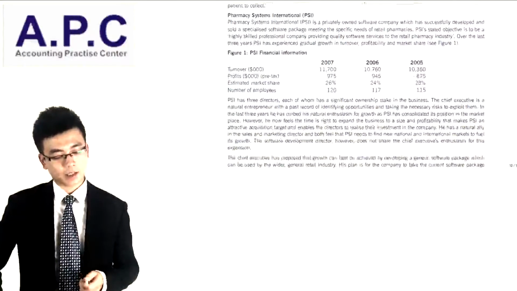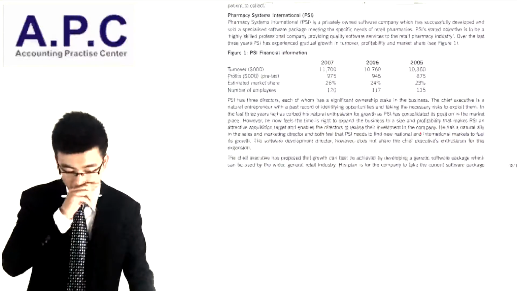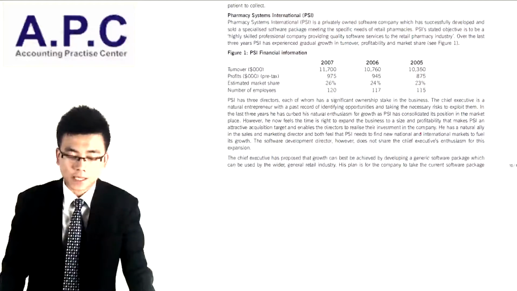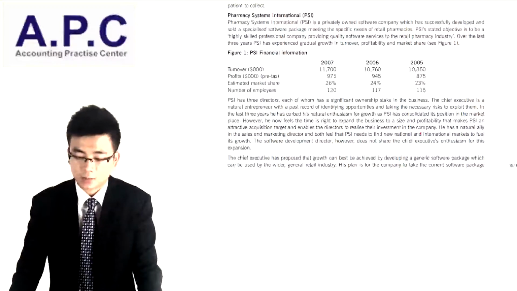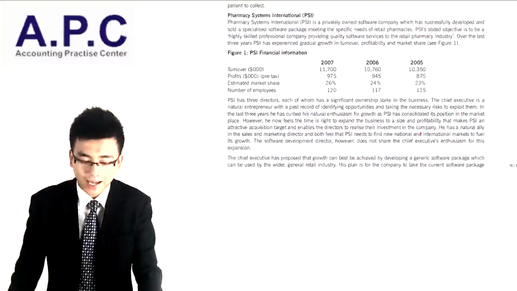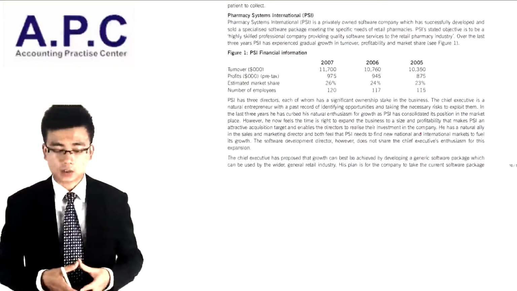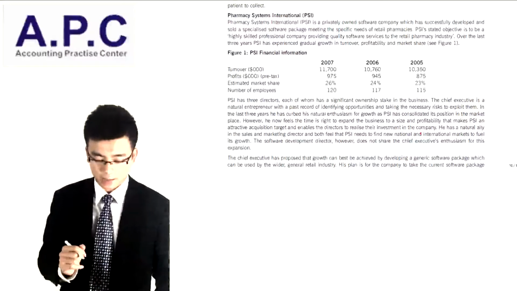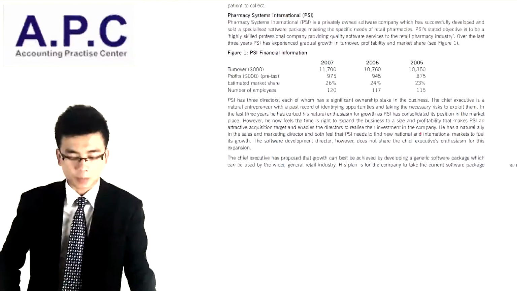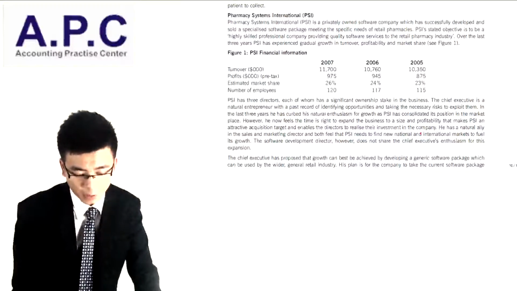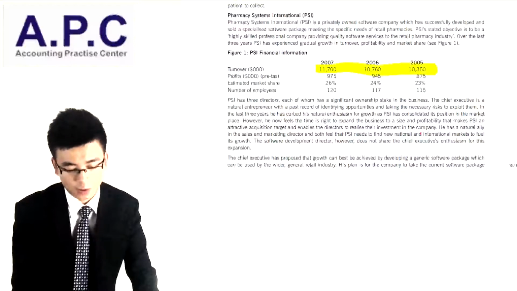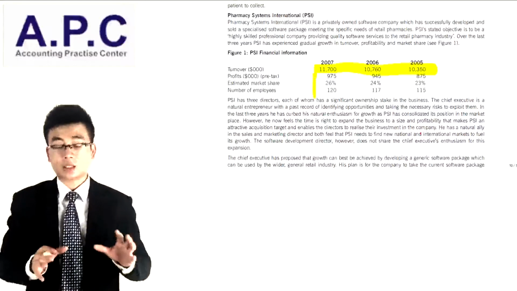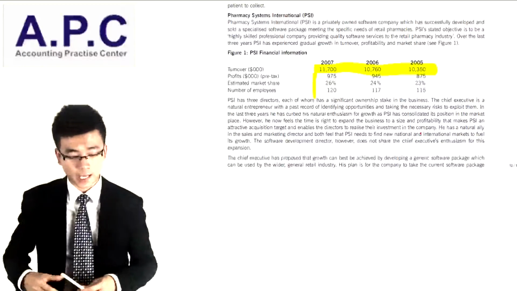So we're going to look at the PSI over here. PSI is a privately owned software company which has successfully developed and sold a specialized software package meeting the specific needs of the retail pharmacies. So that's no problem. PSI's stated objective is to be a highly skilled professional company providing quality software services to the retail pharmacy industry. And this is his objective, that would be no problem. Over the last 3 years, the PSI has experienced gradual growth in turnover, profitability and market share. So we can see here the sales revenue actually increases from 2005 to 2008, also profit, and also the estimated market share, and also the number of employees as well. So it seems to me that the business is doing a good job over the last 3 years.